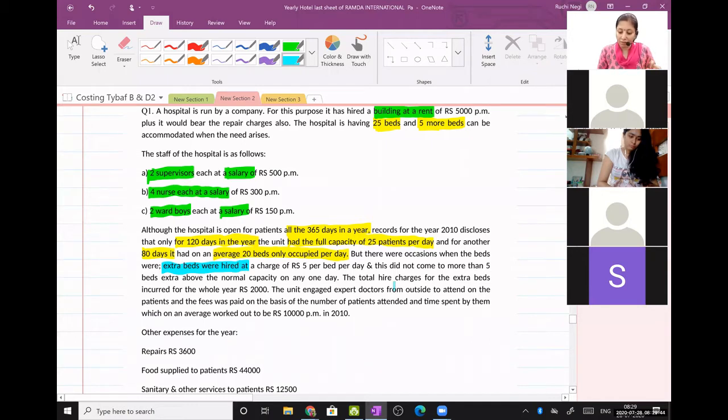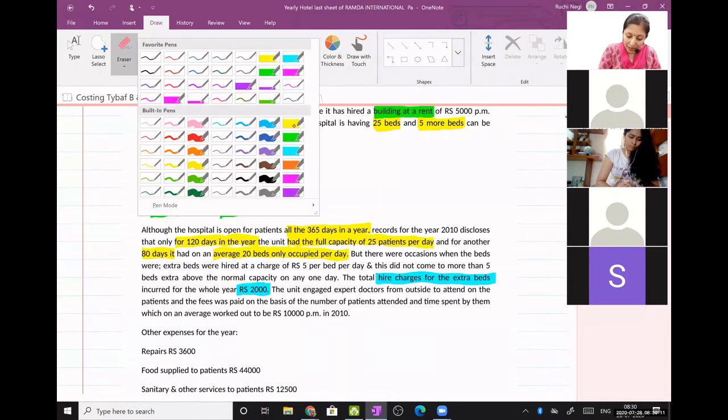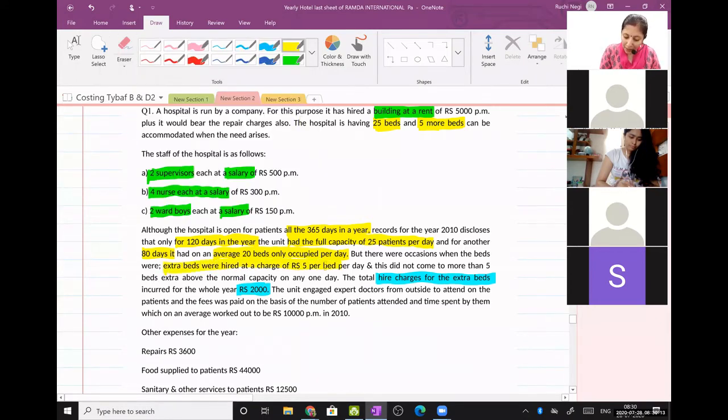This did not come to more than 5 beds extra above the normal capacity on any one day. Anyways, in the earlier part of the question it is mentioned, not more than 5 extra beds you can put. The total hire charges for the extra beds incurred for the whole year is rupees 2000. So actually I should put blue here. This 2000 rupees. And this information I will put yellow because this will help me to calculate my bed days also. I'll tell you how to use that.